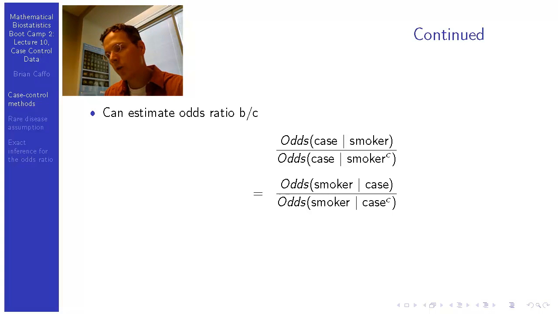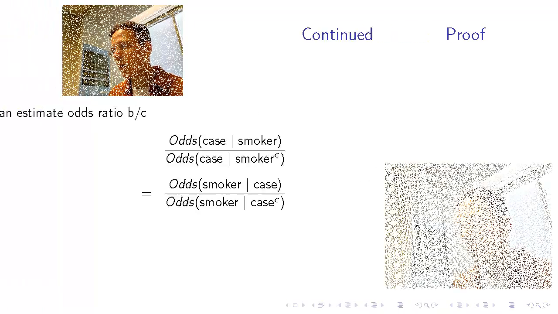The odds ratio that we would want to estimate is the odds of being a case given that you were a smoker relative to the odds of being a case given that you were a non-smoker. Okay, so we want the odds of developing lung cancer given that you smoked compared to the odds of developing lung cancer given that you didn't smoke. Well, it turns out that odds ratio is exactly equal to the odds of being a smoker given that you were a case relative to the odds of being a smoker given that you are a control. So the bottom one we can estimate, the top one we cannot.